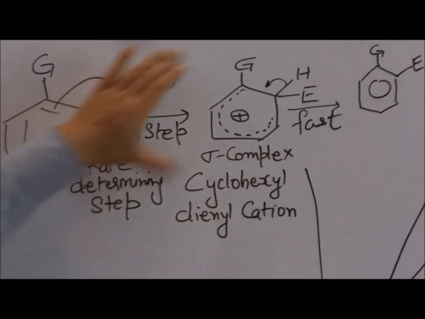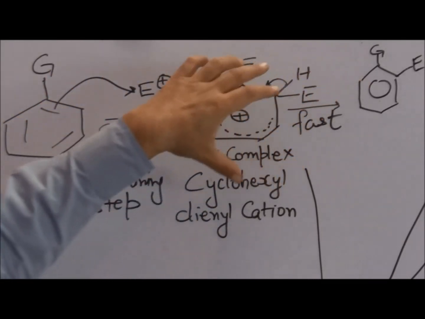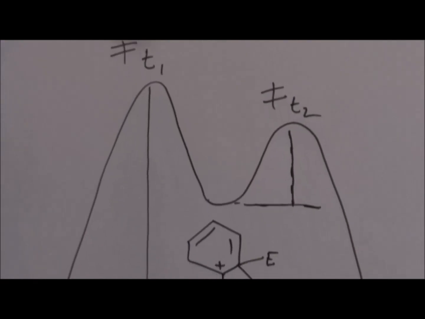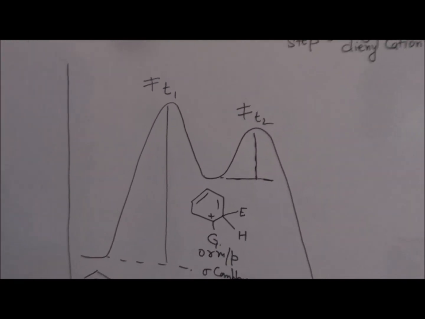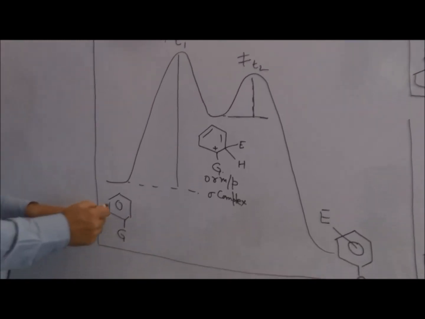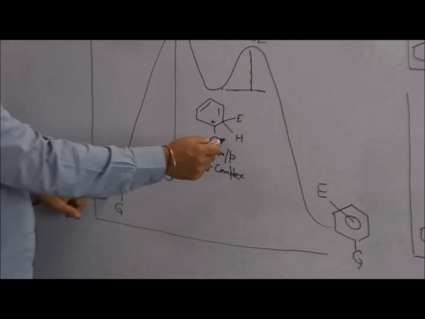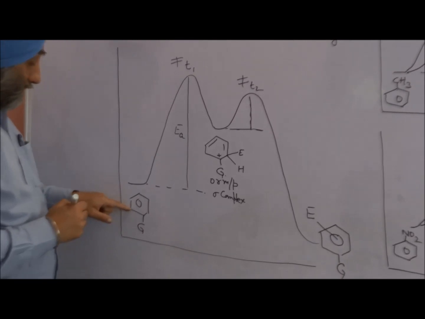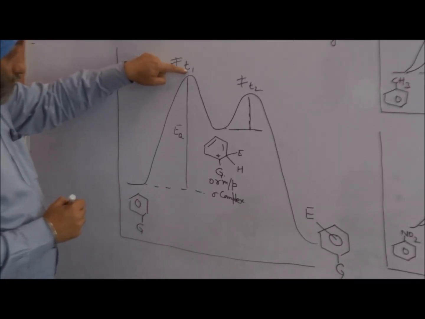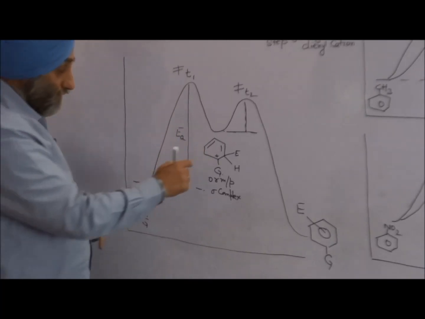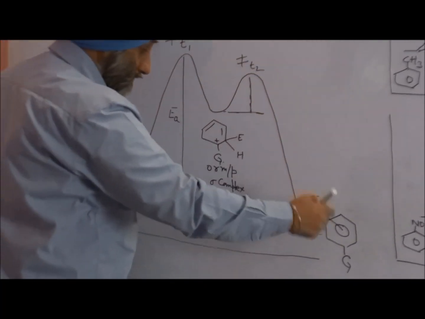Why is this the slow step and why is this the fast step? We can understand this better if we look at their energy profile diagrams. Now look at the general energy profile diagram. There is a benzene ring which is substituted with a group. To get converted into a sigma complex, we have to supply energy, which is called the energy of activation. So it goes through the first transition state, converts into the sigma complex, and fast converts into the final products.